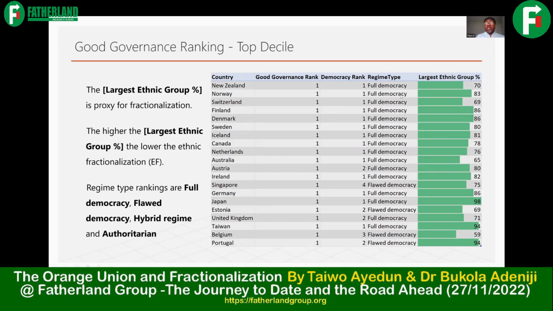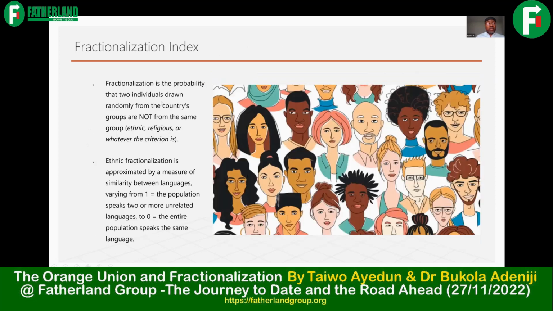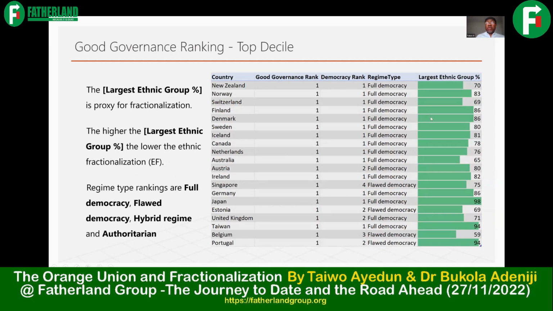And so what we have here, as you can see, is that in every single country in the top decile, the largest ethnic group is more than 50% of the population. If you look at the definition of fractionalization, it is the probability that two individuals drawn randomly from the country's groups are not from the same ethnic group. So necessarily, when the largest ethnic group comprises more than 50% of the population, there's a very high likelihood that when you draw two random people from that population, you get two people from the same group, or who speak the same language. So the proxy for fractionalization is also the percentage of the largest ethnic group. This is very compelling.